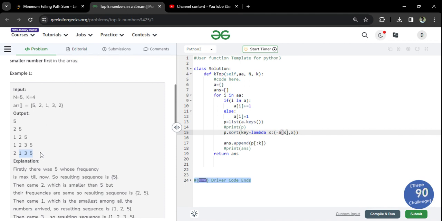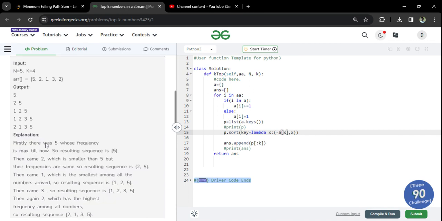7 is bigger than all of these, but we are required to print only 4. So 7 will not come. Suppose 7 was present after 2, still the answer will remain the same. I hope you understand what it is. But yeah, one more row will be added. That row will again be 2, 1, 3, and 5 only. 7 will not be there. Only one row will be added more. Okay, so that is the basic idea.